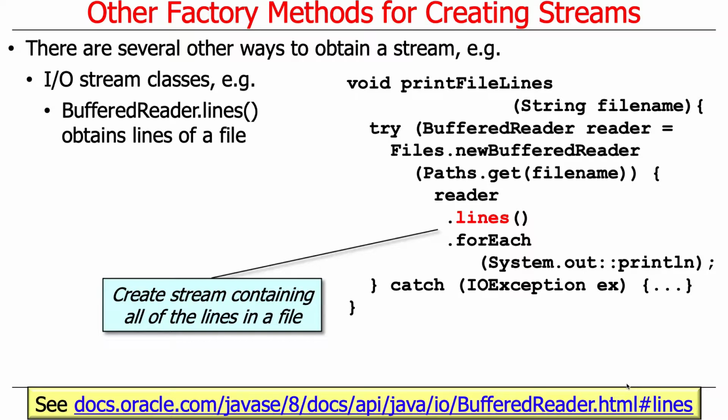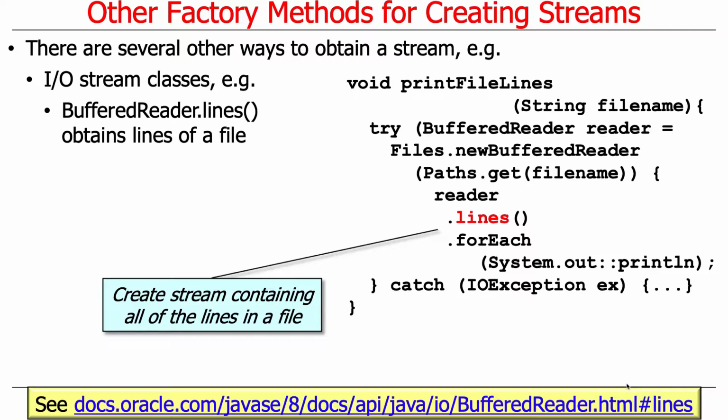They're not the same thing, but you can convert one to the other, just to be even more conflated as the case may be. So there's a method on BufferedReader. BufferedReader is an IO stream class that will take a file and create a stream of lines in the file. And a line is considered to be a newline-terminated sequence of bytes.